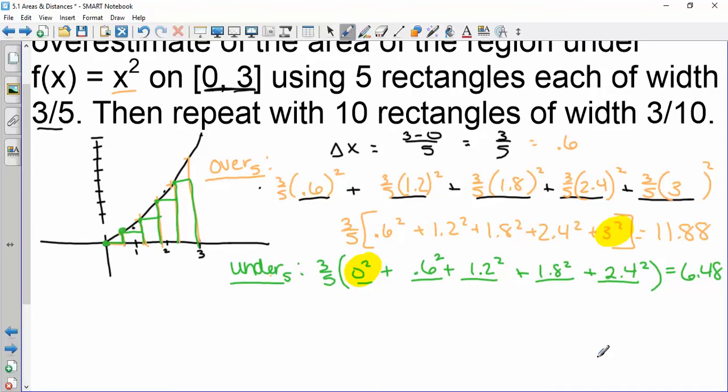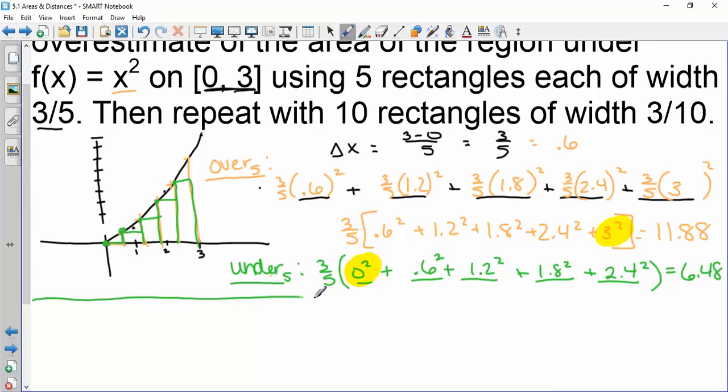Okay, so is my true area either of those two numbers? No, but where does the true area fall? Somewhere in between them. Okay, if I do 10 rectangles, what should happen to my over and under estimates? They should get closer together, right? So it's giving me a better idea.